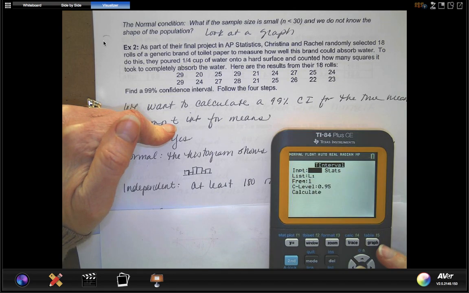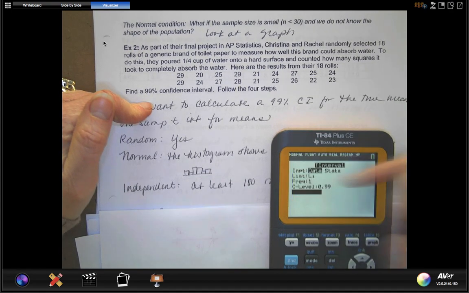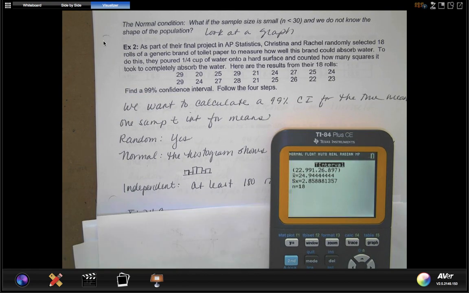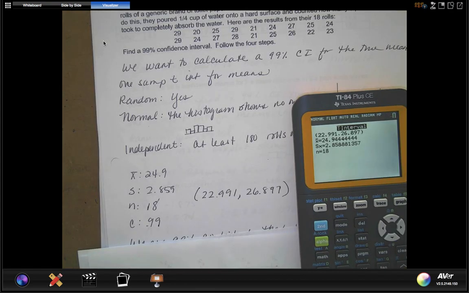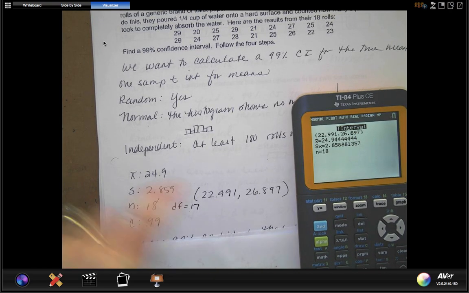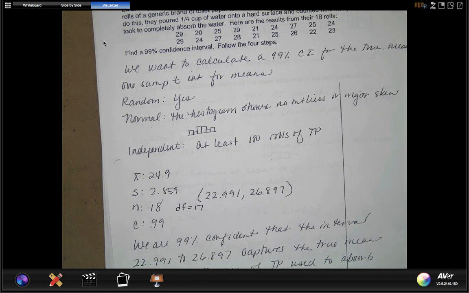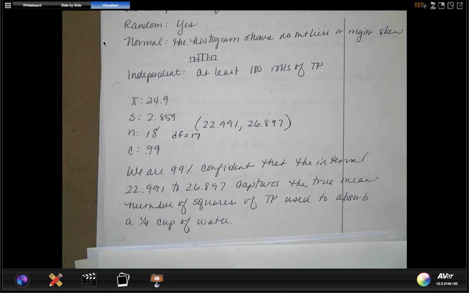My data is in list 1. My confidence level, so in this one I'm doing a 99. Leave the frequency as 1. I press enter. If you're using the data option, give me your outputs. You can add the degrees of freedom. Give me the interval. And then the conclusion looks the same as it always looks. Okay, so we are 99% confident that the interval from blank to blank captures the true mean number of squares of toilet paper used to absorb a 1/4 cup of water.